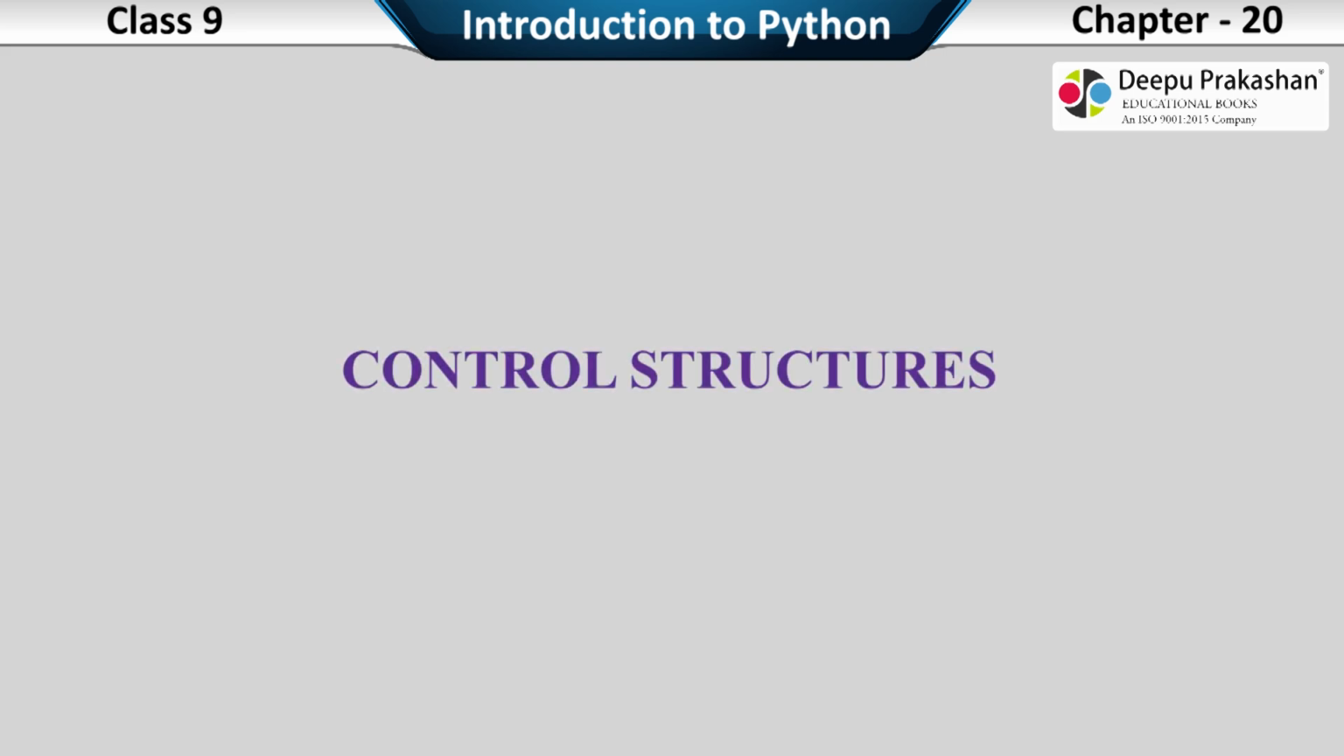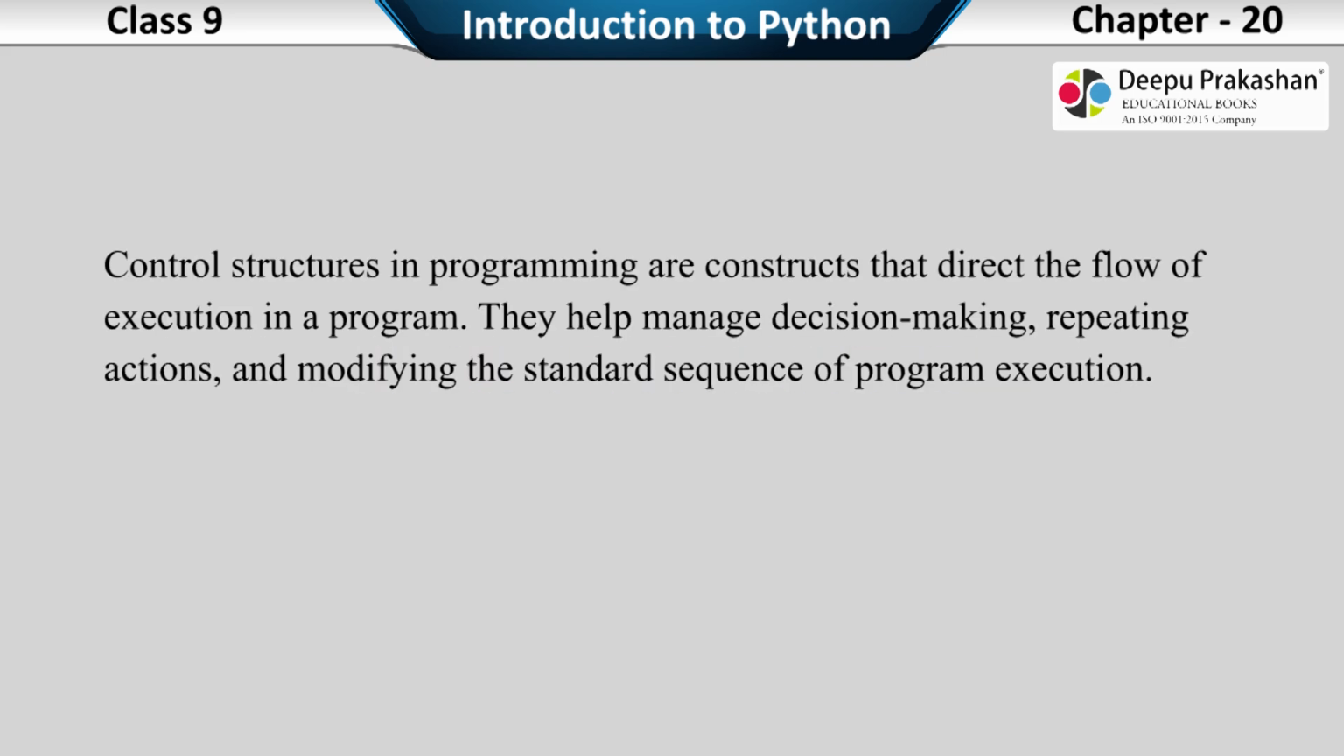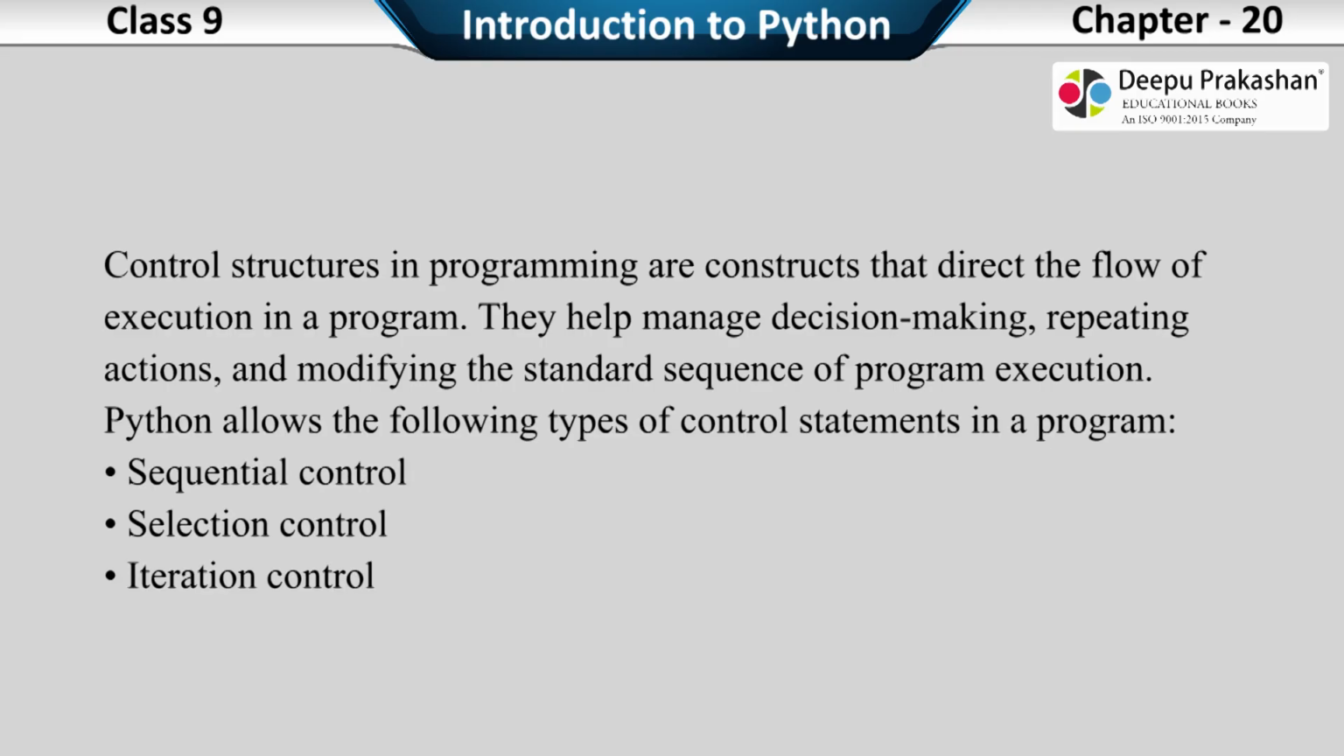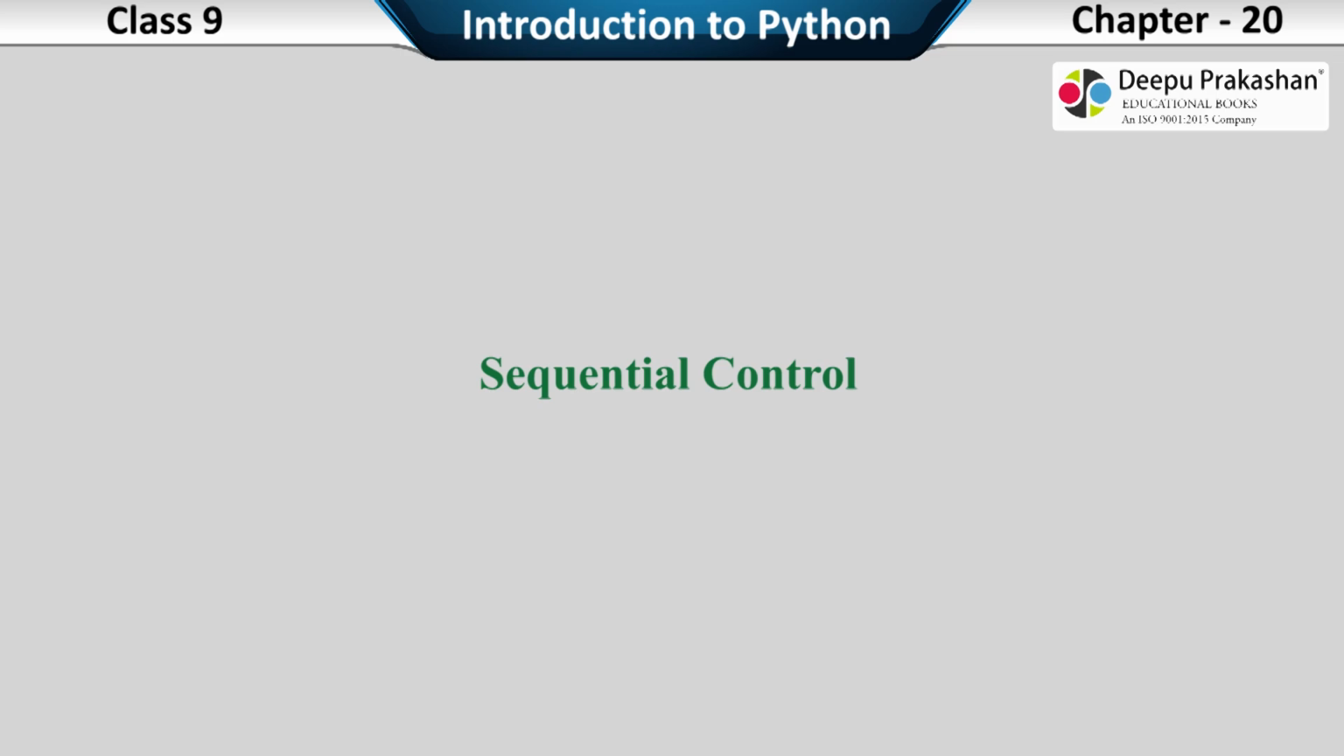Control structures. Control structures in programming are constructs that direct the flow of execution in a program. They help manage decision-making, repeating actions, and modifying the standard sequence of program execution. Python allows the following types of control statements in a program: sequential control, selection control, and iteration control.